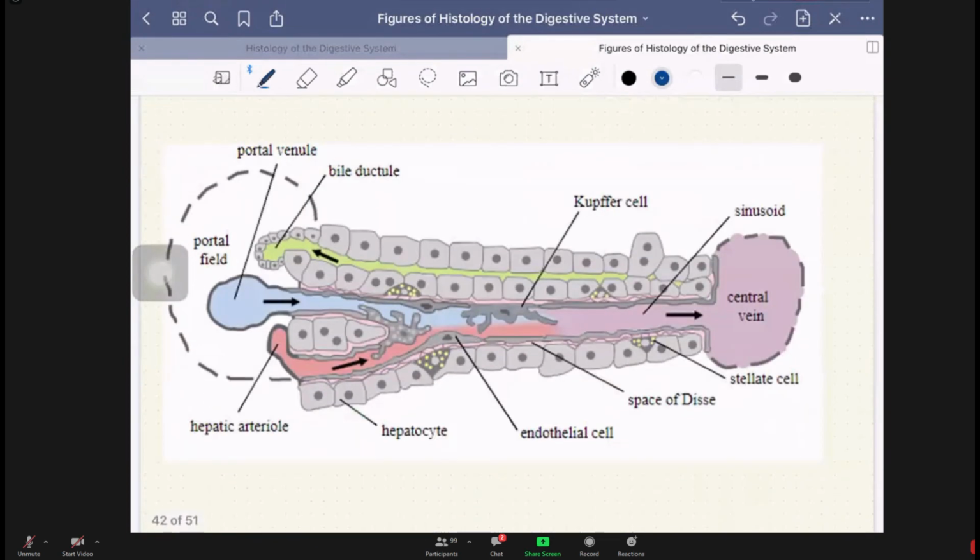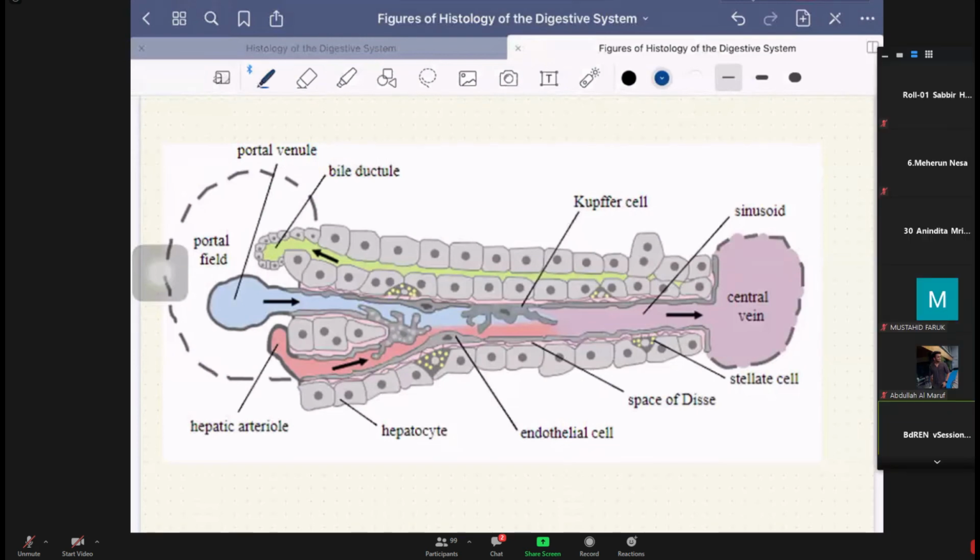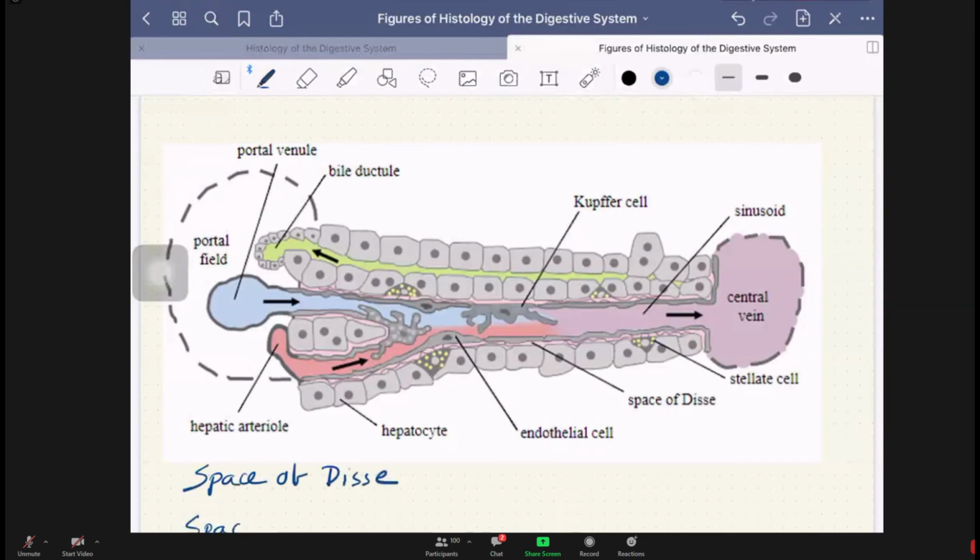Now another two important terms that you will face or you will be asked in the written for 2 marks question as well as in the oral part. That is space of DC, and another one is space of Mall. Everyone clear about this too? Yes, sir.